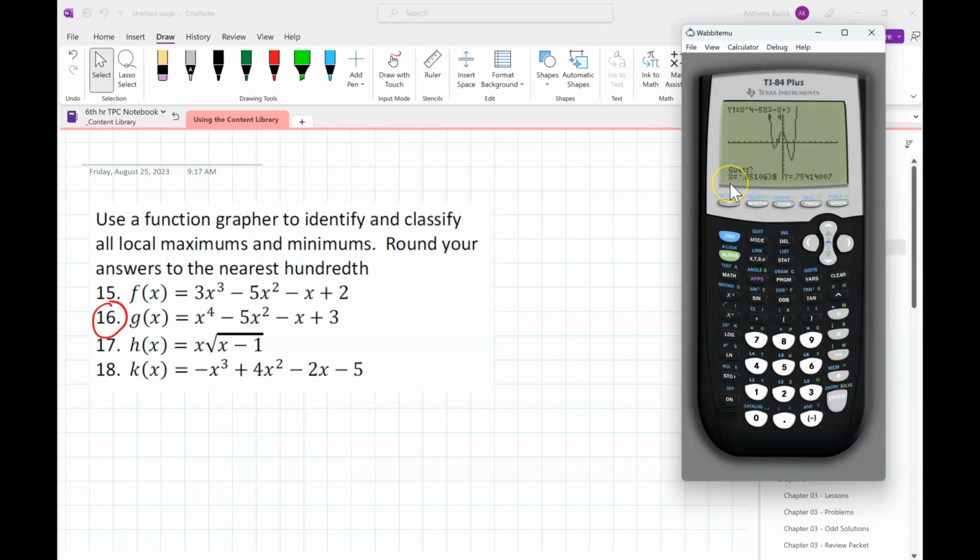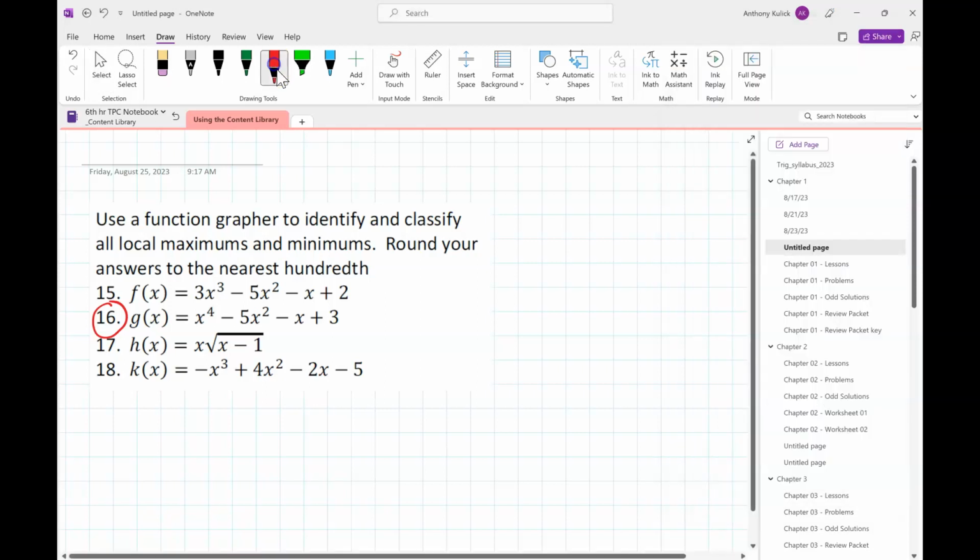And then it wants a guess. The guess doesn't really matter. Just press enter where you're at. It's not going to be any faster by moving it close. You could if you wanted to, but it's going to take more time to move it than it will take the calculator's additional time to find the minimum. So there's my first local minimum, at negative 1.53 comma negative 169.